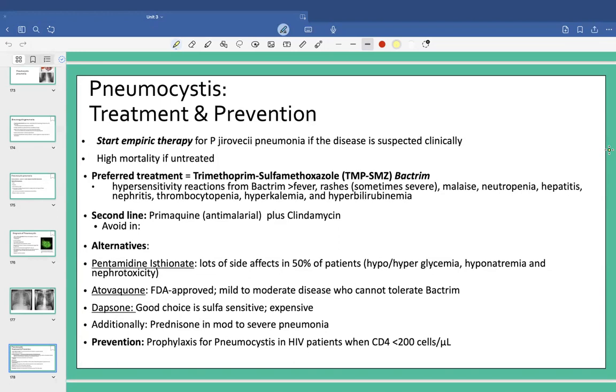Your HIV patient came in with abrupt onset of fever. They have shortness of breath. They have a non-productive cough. Treat them. And the preferred treatment is trimethoprim-sulfamethoxazole, or Bactrim. Well, that's an antibiotic, right? This is a fungus.